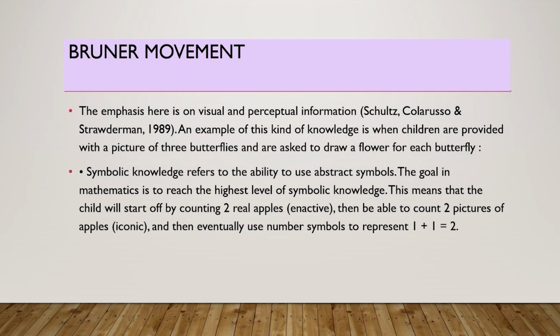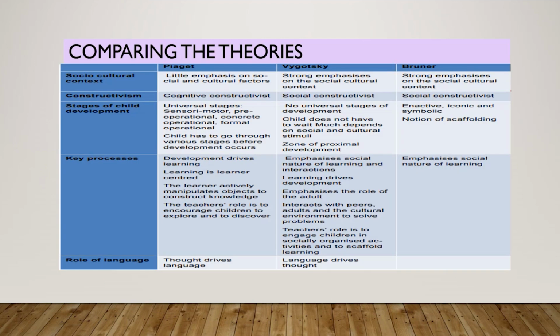Symbolic knowledge refers to the ability to use abstract knowledge or symbols. The goal in mathematics is to reach the highest level of symbolic knowledge. That is when they no longer use manipulatives to count and you can just give them a sum like 1 + 1 and they're able to give you the answer of 2. You must be able to compare the different theories in terms of their social context, how they construct knowledge, the different developmental stages, the key processes that they each spoke about, and how they use knowledge as a form of comparison.